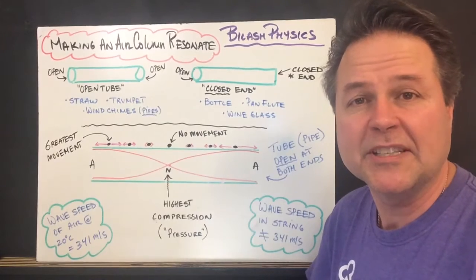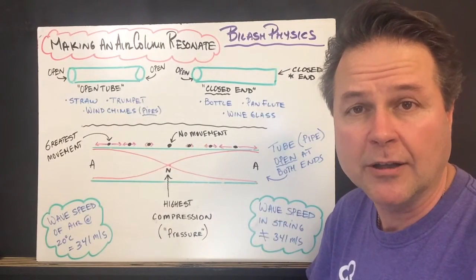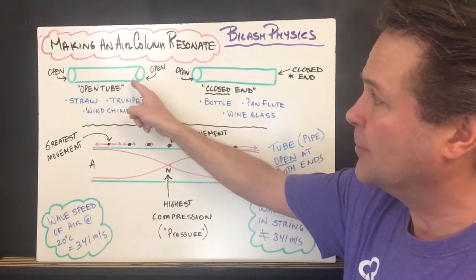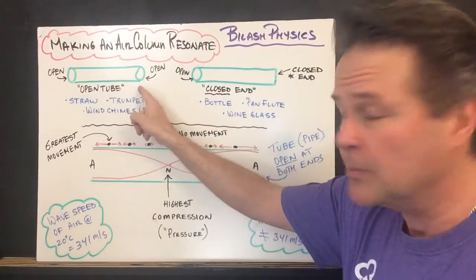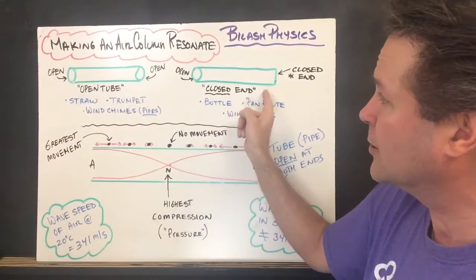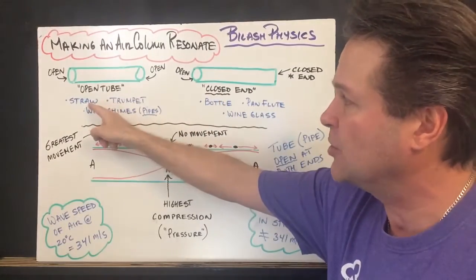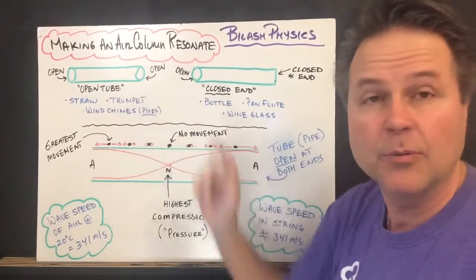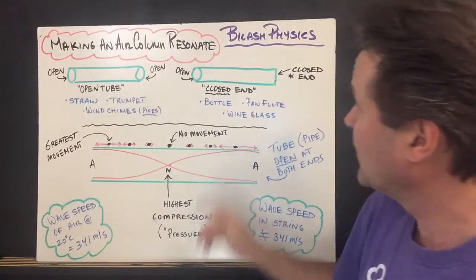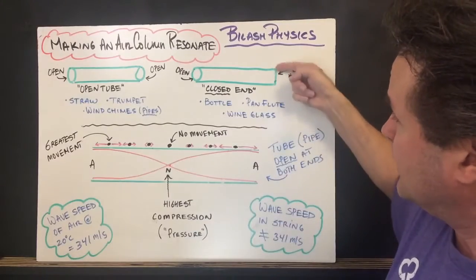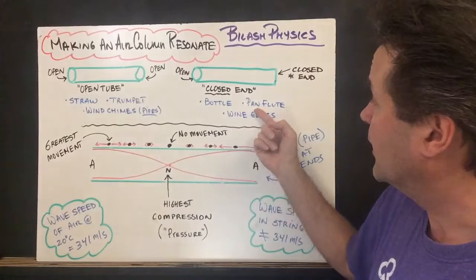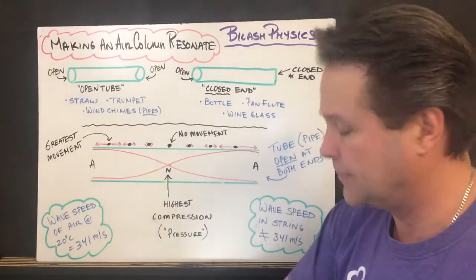In this lesson, I'm going to discuss how to make an air column resonate. There are two types of air columns: a column of air contained in an open tube or a column of air contained in a closed tube. An open-ended straw or a trumpet or wind chimes made from pipes would be an example of an open tube. A closed-end tube has one end closed and the other one open. Examples could be a bottle, a pan flute, or a wine glass.